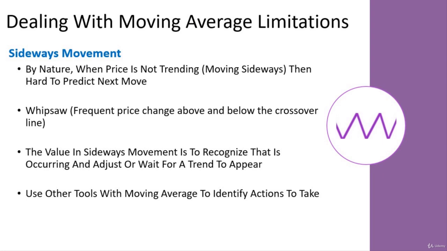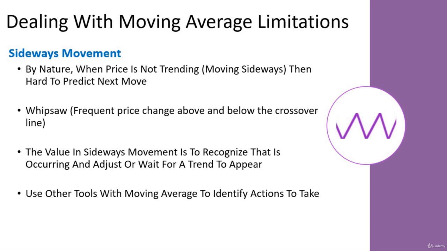Now, one of the limitations of moving averages in general is when markets go sideways, right? You can almost see from the image there in the circle where it goes up and down, up and down, up and down, going sideways versus a definite upward trend or a definite downward trend. Moving averages are better that way. They struggle a little bit more when there's no trending or they're moving sideways. It makes it harder to predict the next move, and that's where our whipsaws come in, right?